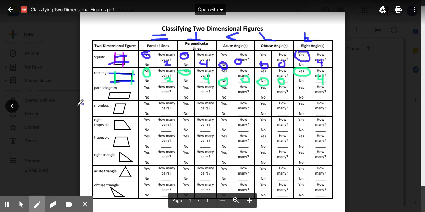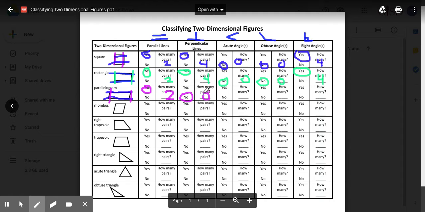The next shape we're going to look at is a parallelogram. A parallelogram, just like it says, has a couple of sets of parallel lines. You got a set here, and then you have a set going this direction that'll never cross. So you have two pairs of parallel sides. So your answer for this one is yes. You do not have any sides that meet at a right angle, so you have no perpendicular sides. So the answer to this one is no and 0.